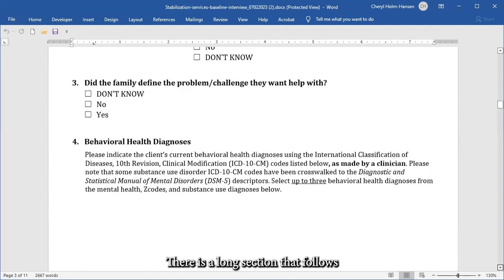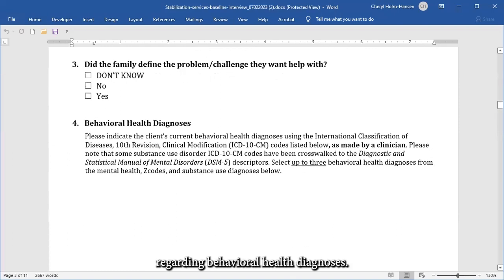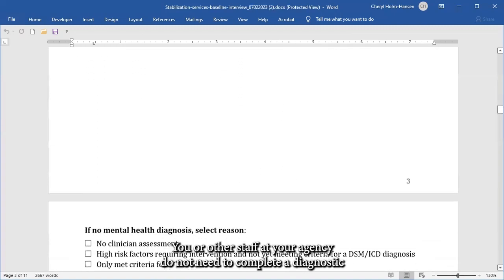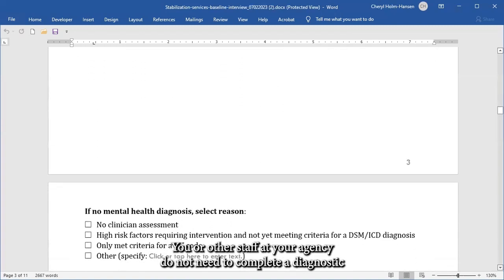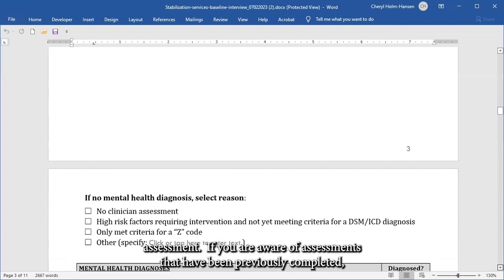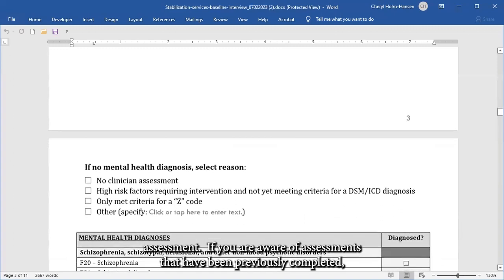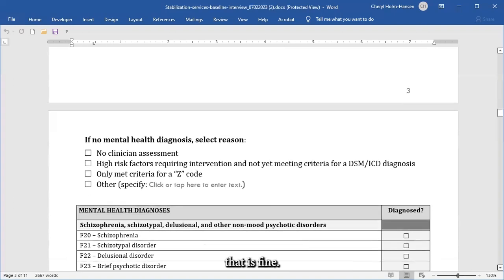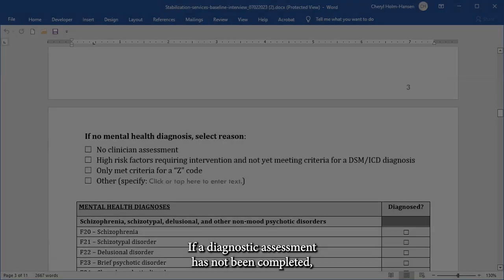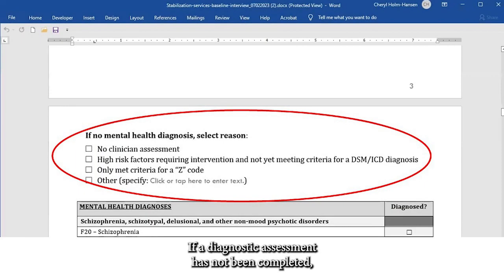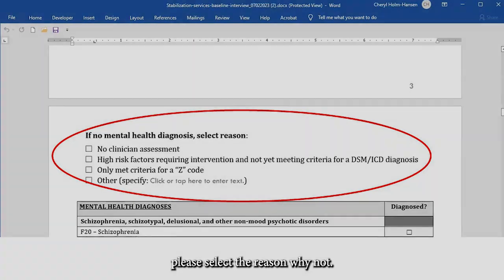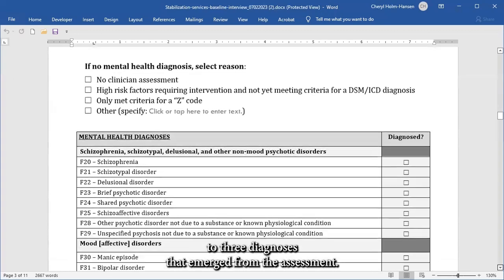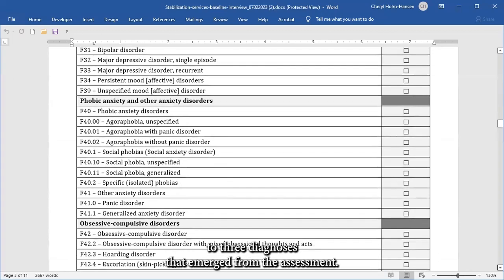There is a long section that follows regarding behavioral health diagnoses. You or other staff at your agency do not need to complete a diagnostic assessment. If you are aware of assessments that have been previously completed, or if you have results shared from another agency, that is fine. If a diagnostic assessment has not been completed, please select the reason why not. If it has, you will indicate up to 3 diagnoses that emerged from the assessment.